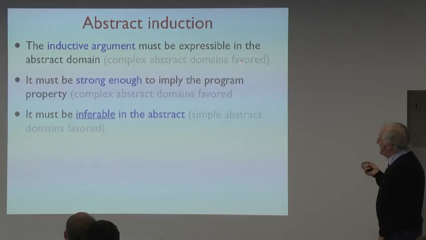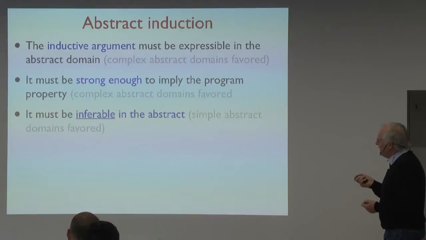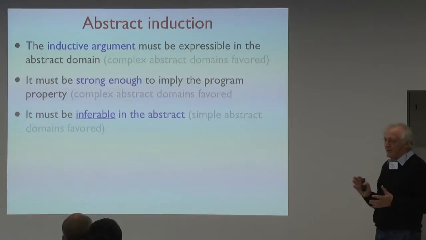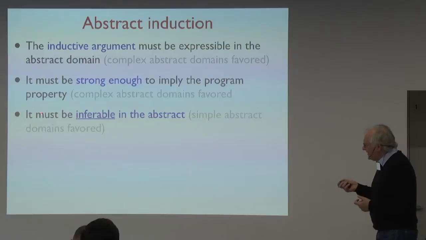First, the abstract domain that you consider to represent the inductive argument should be infinite because we have seen finite ones don't work. Then the inductive argument must be strong enough to imply the property. So again, this encourages you to take complex, rich abstract domain because you can express a lot, but it must be inferable in the abstract, and then you want the simplest things possible because if the abstract domain is simple, then it's easier to make inference. So there is a tension between expressivity and inferability here, which is the problem that we have to solve.